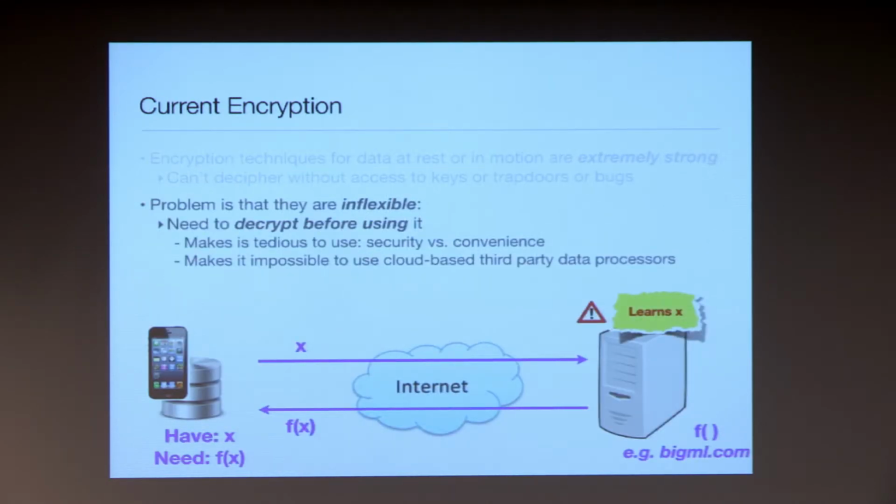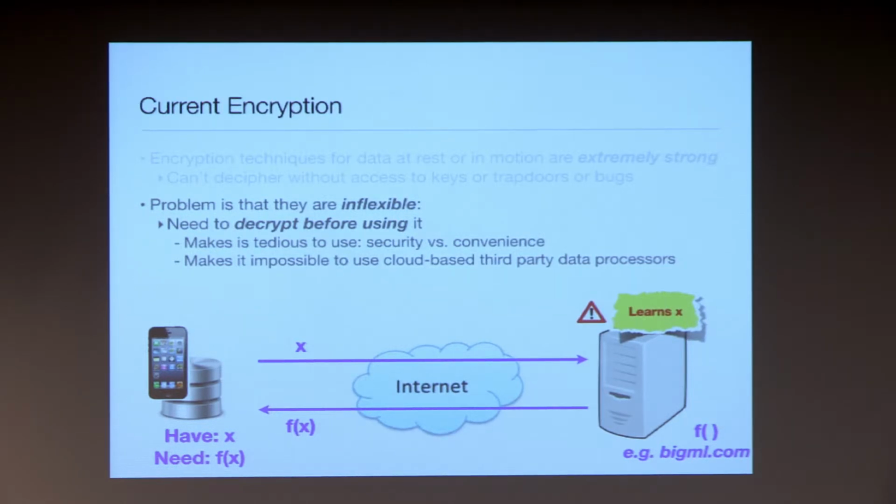The problem is it's extremely inflexible. If I encrypt the data, you have to decrypt it before using it. Let's imagine on the phone I collected some sensor data, and now you need to do some big computation on it. So you want to farm it out to, let's say, one of these machine learning cloud services that have emerged. The problem is that we don't really know how to do it without decrypting it. The problem with decrypting is that the moment I decrypt, whoever has a copy gets to know the data.